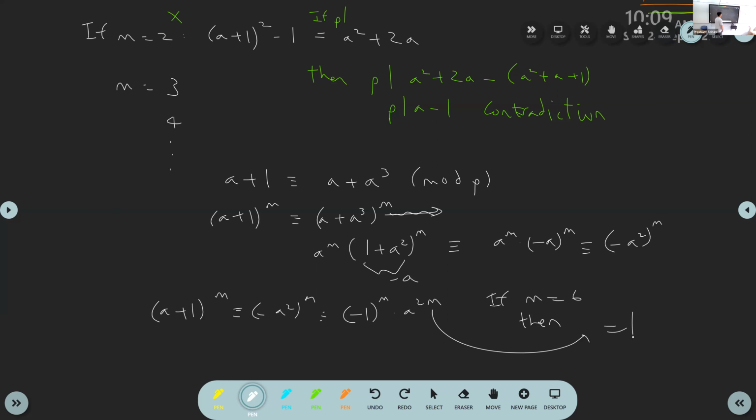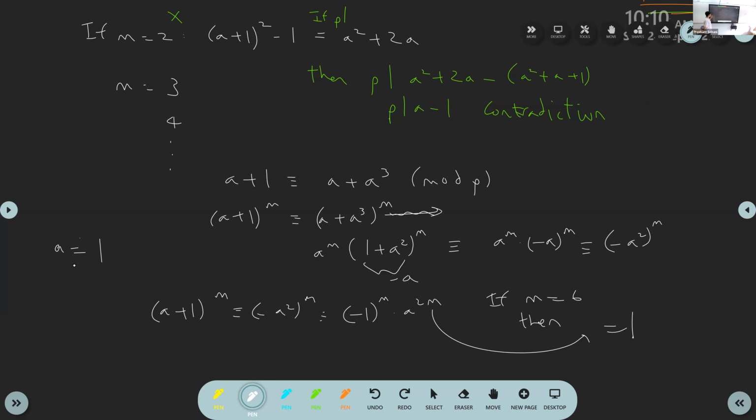But are you able to prove with this that no smaller value of m can work? Because that is also part of what they are asking, right? So any odd m will definitely not work, because then you will have an odd minus value, because (-1)^m is there. But we don't know, it depends on the value of a. Like, what if a itself is 1?